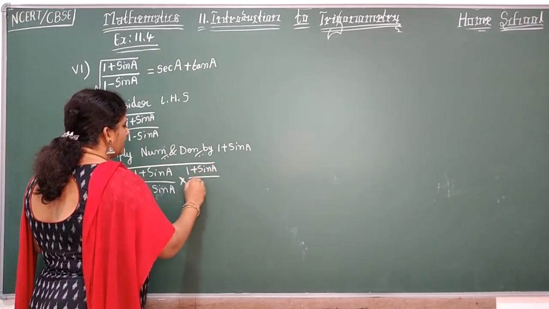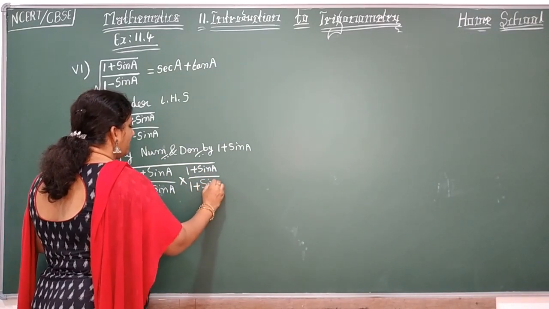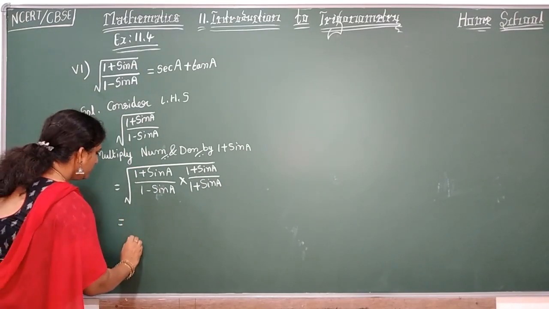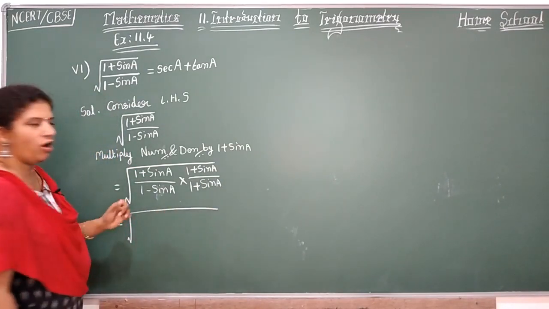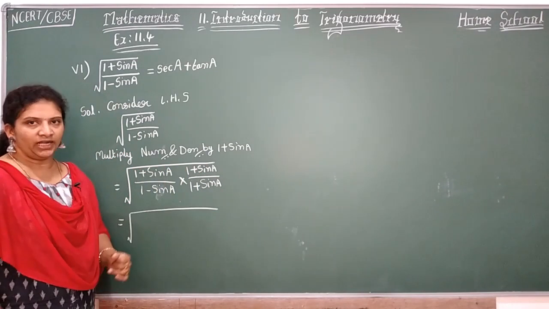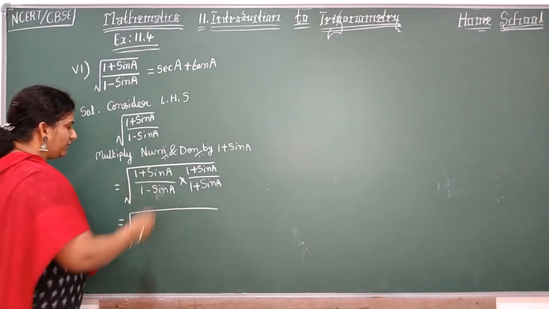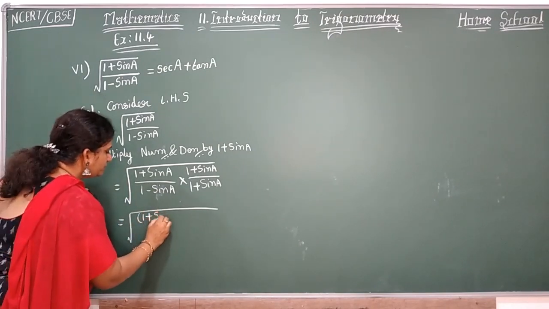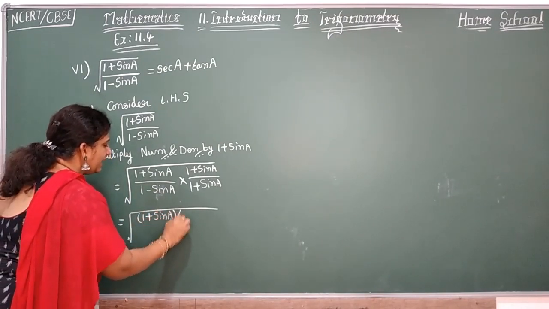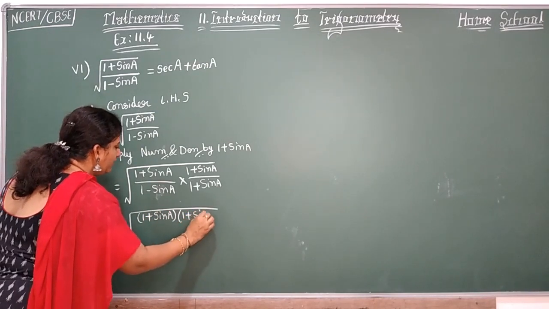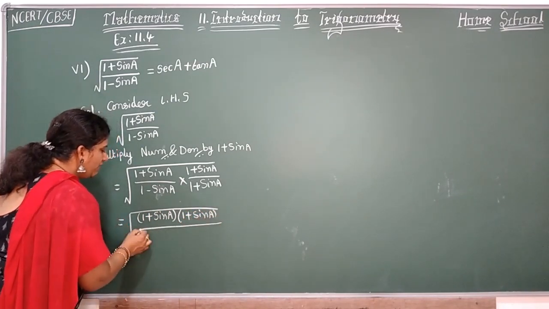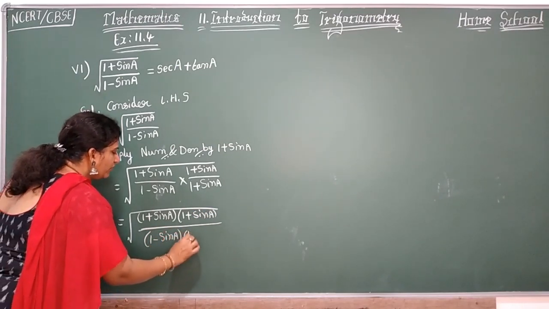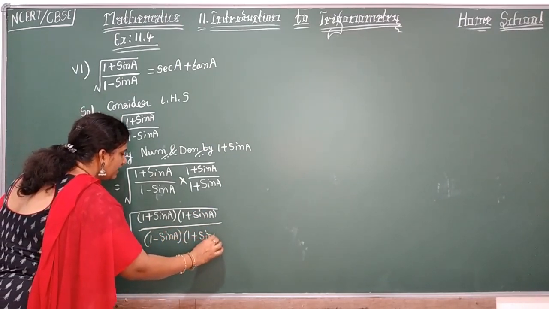1 plus sin A by 1 plus sin A. Okay. Now, square root of. So, multiply numerator and denominator here. If you multiply the numerator, 1 plus sin A into 1 plus sin A, whole divided by 1 minus sin A into 1 plus sin A.